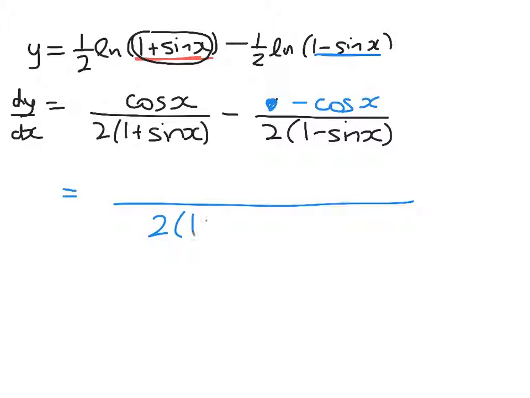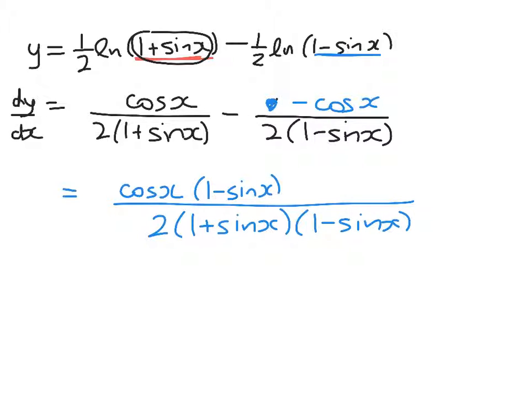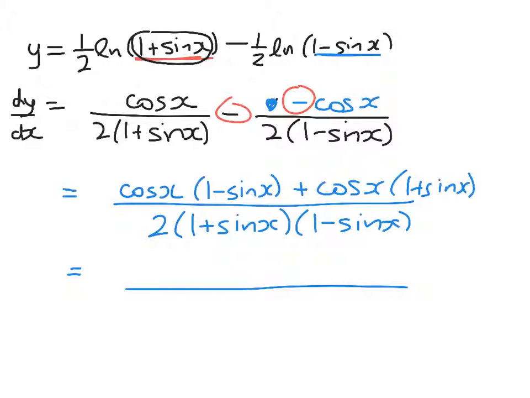So now, getting a common denominator of 2 times 1 plus sine x, 1 minus sine x. The first term becomes cos x times 1 minus sine x, plus, coming from here, cos of x times 1 plus sine x. So that's going to simplify to give me 2 times 1 minus sine squared x in the denominator.